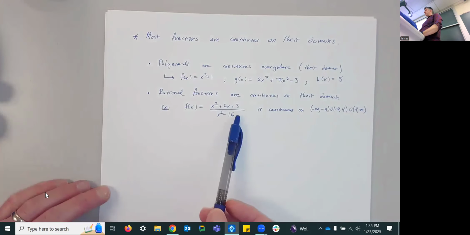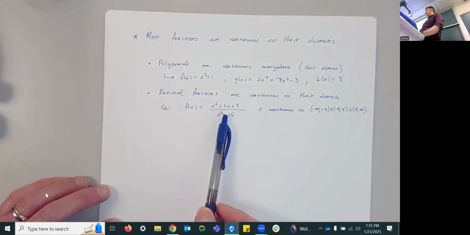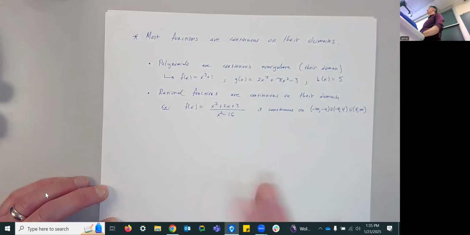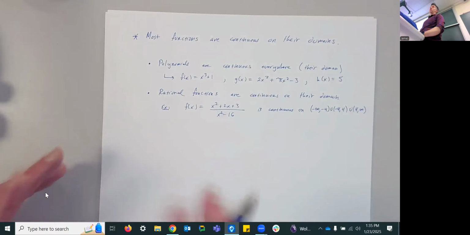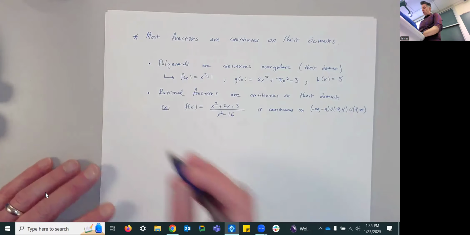And typically what this means is you have vertical asymptotes at those places where it's undefined. Although technically you have to do a little bit more inspection to see if it's a vertical asymptote or a hole, but that's not the point right now.